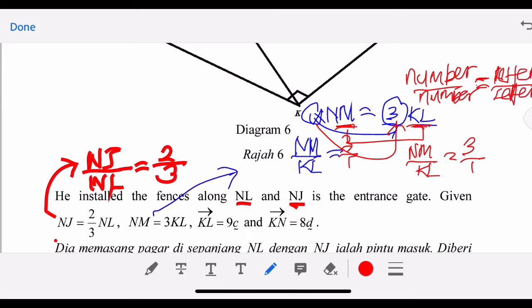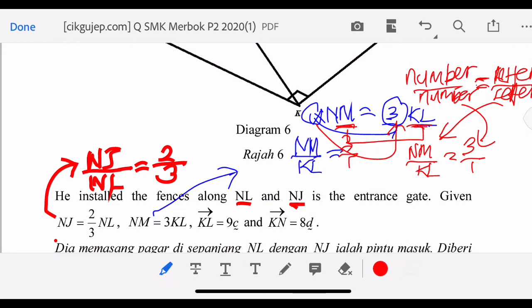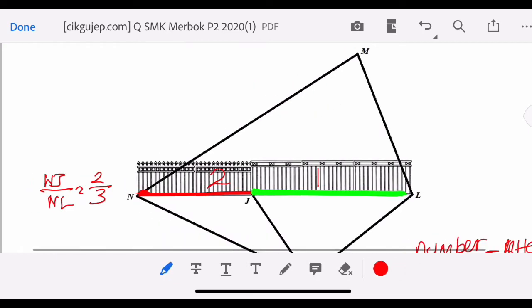Okay, I'm sure some of you are still confused with the ratio. So make sure you really learn how to get the ratio right first, and then you keep on practicing until you're an expert. Then you will excel in vectors, and you'll be very confident in the SPM exam soon.